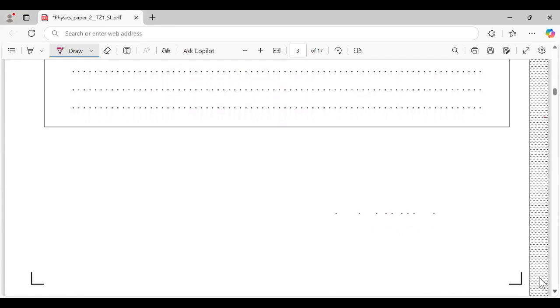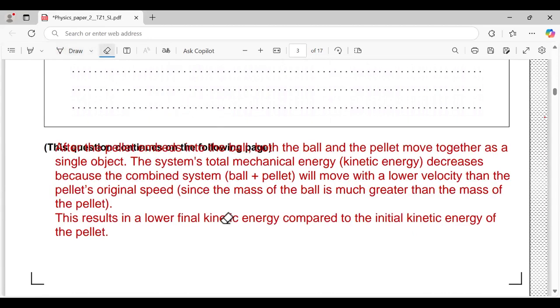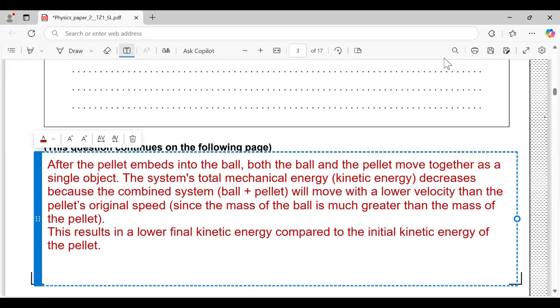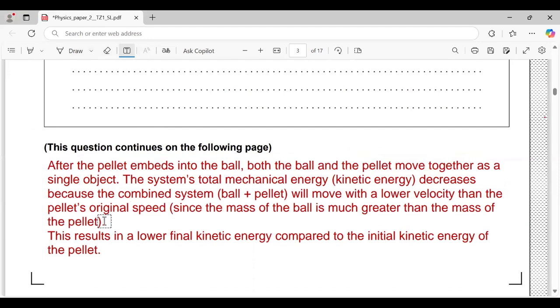I have written my solution here. After the pellet embeds into the ball, both the ball and the pellet move together as a single object.